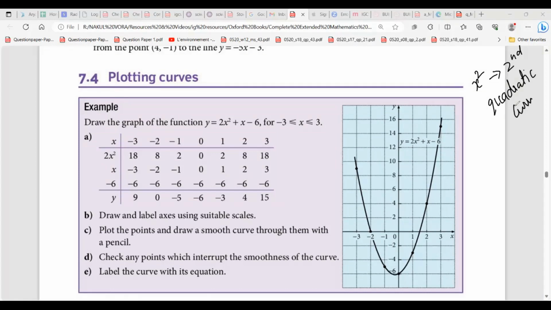Quadratic curve. Sir, what if we have a power 3? Yeah, that is also valid. It is a third degree curve, and it is no more a quadratic but a cubic curve. It is called a cubic curve. Why? Because the power is 3, sir. Okay. What else can we say?